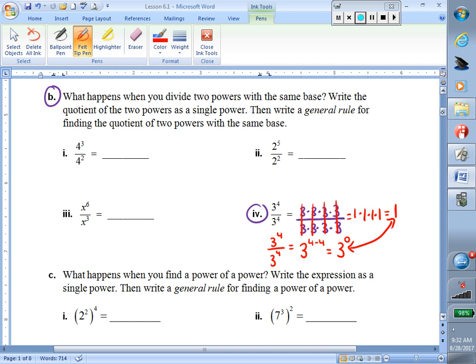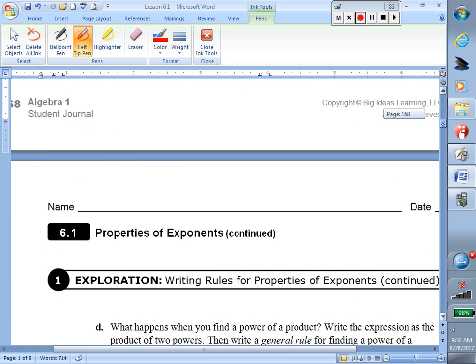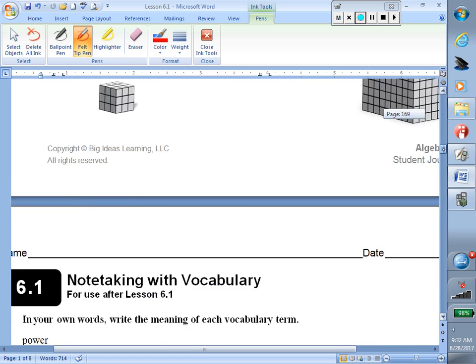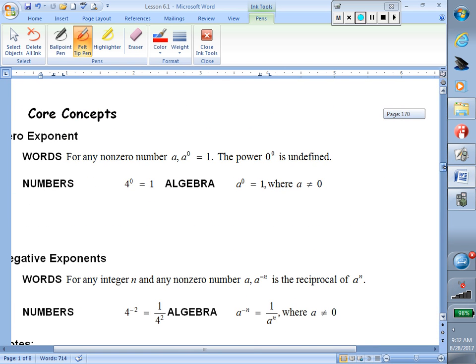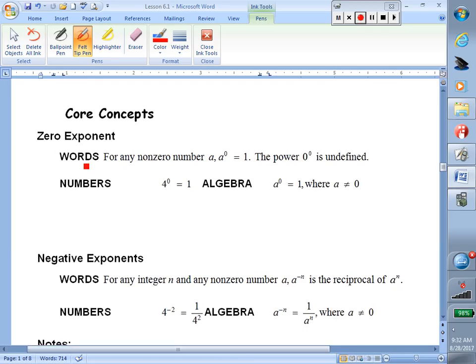And actually, let's go ahead and turn to page 170 in our student journal. And let's actually look at our property when we have 0 for an exponent. A to the 0 power, so that means any number to the 0 power equals 1. We just saw that. We expanded out and we saw the result was 1. Everything simplified down to 1. So if we have 4 to the 0 power, we get 1. Any variable, any number to the 0 power, we get 1.